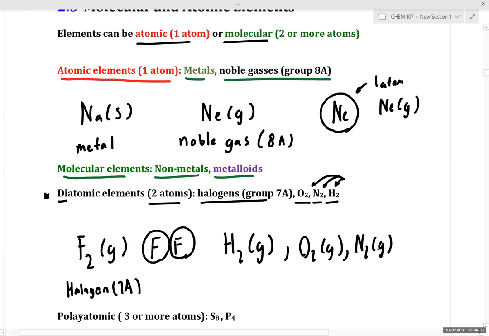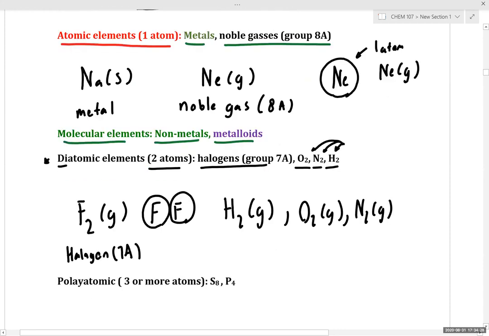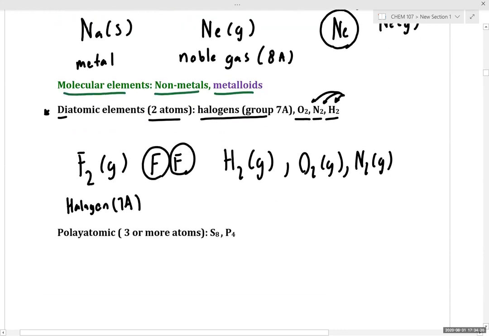Does this make sense to everyone so far? Does everyone see how diatomic means 2 atoms as part of the formula, 2 atoms as part of our molecule of each element? Now, the other designation for our molecular elements would be polyatomic elements. These have 3 or more atoms. And the 2 polyatomic elements I want you to be familiar with are sulfur and phosphorus.